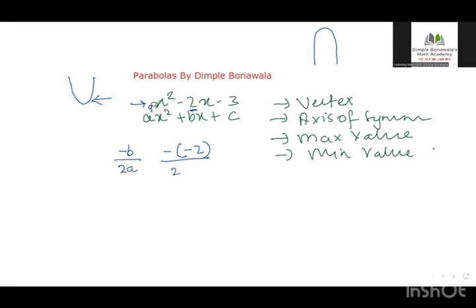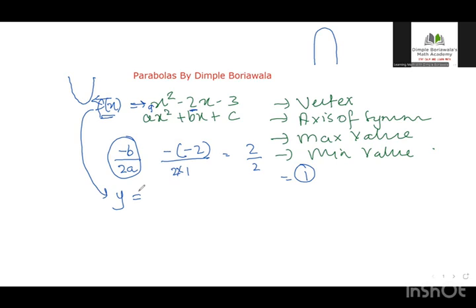My value for a is what? It's 1. So 2 times 1. So positive 2 over 2. What is my vertex? That is the x coordinate of the vertex. It is 1. Through this formula, you will get the x coordinate of the vertex. Now, this equation is actually a function.